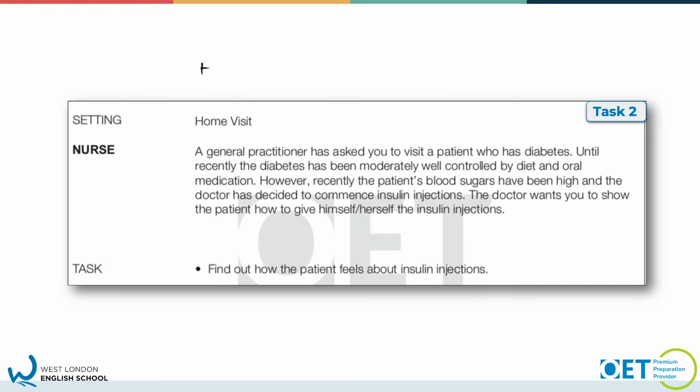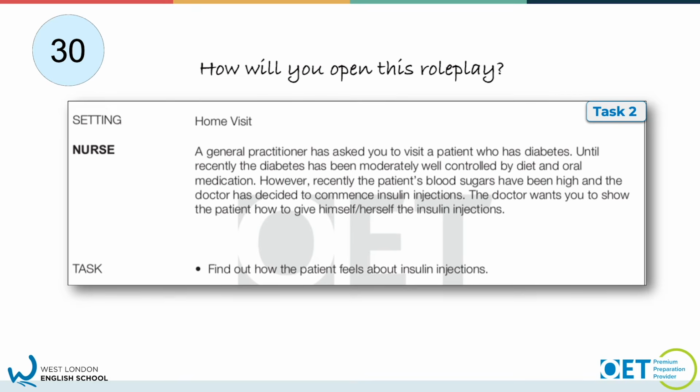Also think about whether it's really critical, whether it's a sensitive issue, because if it is, you might need to use some indirect language. So there's a lot to think about. You'll see a card now, and then you're going to have 30 seconds to read and think about how you would open this role play. Let's have a look.